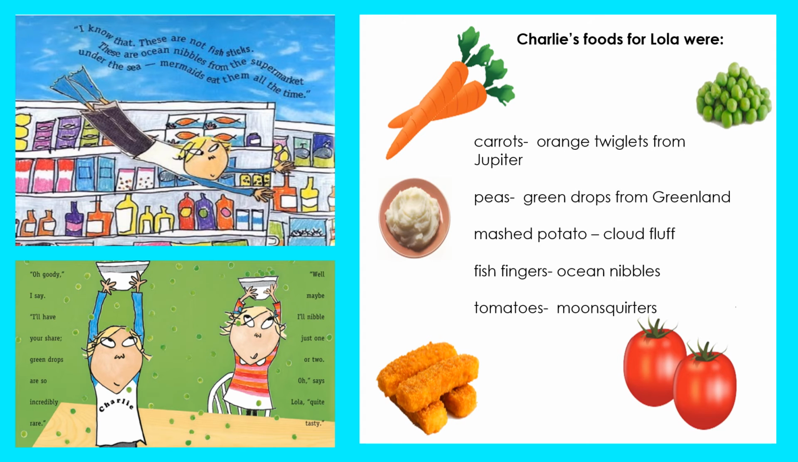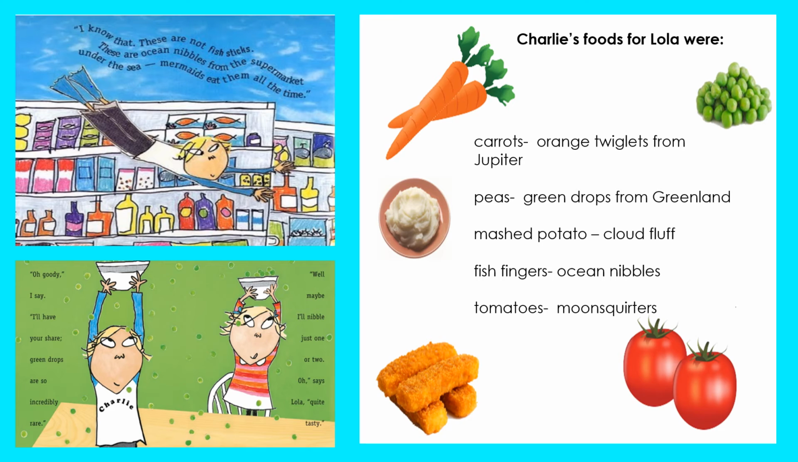Charlie really was very clever and very creative, and he knew his sister really well. I love the way he was able to take ordinary foods, give them a brand new name, and say that they came from an exciting place, and he was able to persuade Lola to eat all her dinner. Two of my favourites were the ocean nibbles instead of fish sticks. I love the way he said they came from the supermarket under the sea, and better than that, mermaids ate them all the time. Well, of course, Lola would want to be a mermaid and eat the same thing.